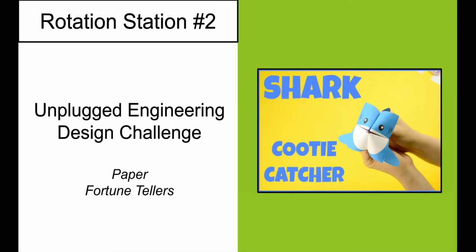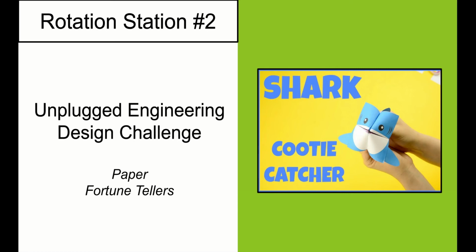Station number 2 comes into play, where we're going to look at doing some paper crafts and some prototyping. What I like about this is you can use paper fortune tellers, and this particular one is called the shark cootie catcher, but we call it paper fortune tellers. This is a paper craft that you can make into a shark, or there are other animals that you can create too.